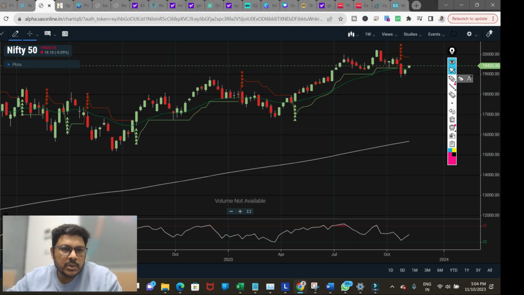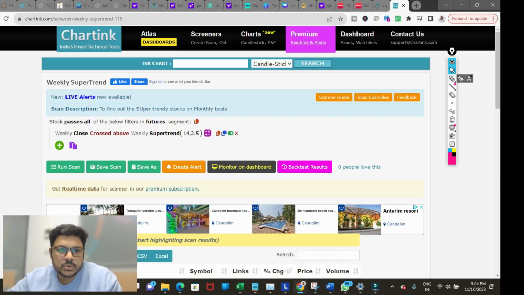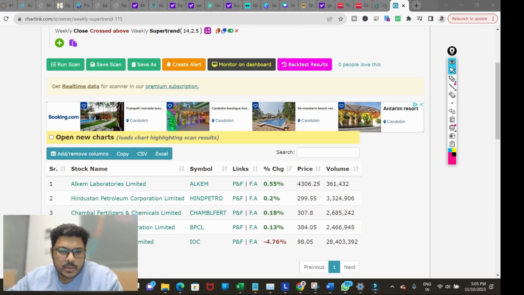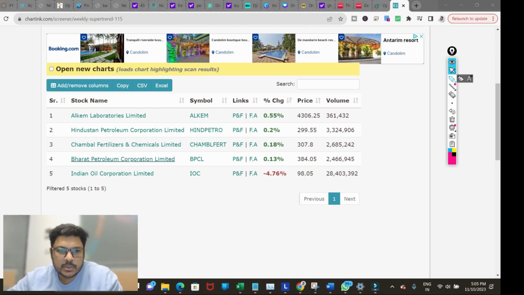So let's go to our charting. I'm going to use this tool called Chartink, and this is a very good tool where you can actually automate your searching pattern and you can find your stocks. Okay, so what I'm going to use is, I've already created one for myself, weekly close crossed above weekly super trend, 14.2.5 I've used. I have not used the standard one. So 14.3 or 14.2.5, you can use it. Okay, so I'm getting to see some five stocks here.